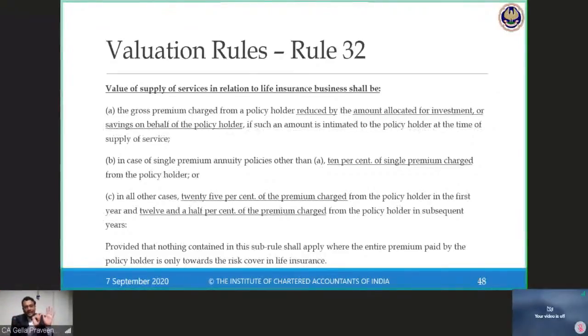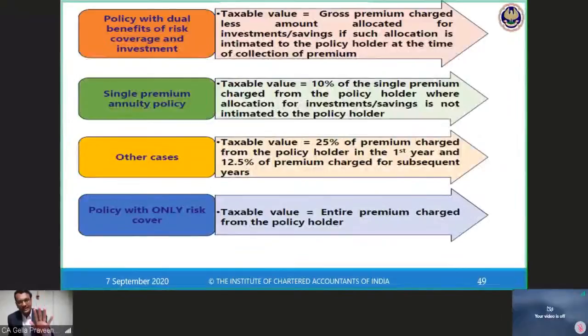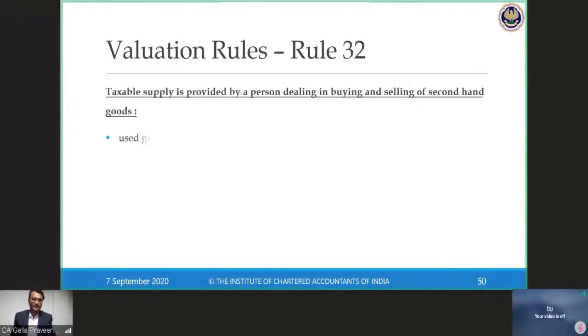Underline the term risk cover. That premium is towards risk cover in life insurance. Even in motor insurance also, they charge 18% on the premium I am paying. So this is one slide picked up from your institute material which deals with my insurance business.